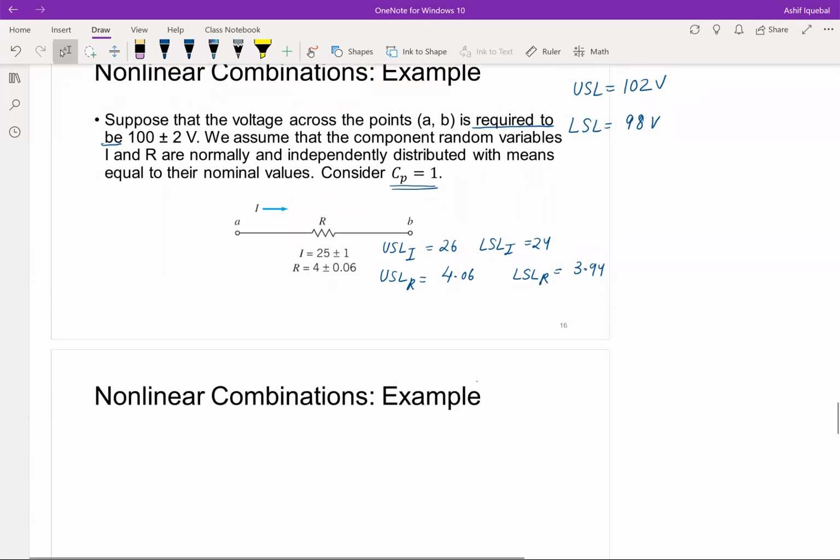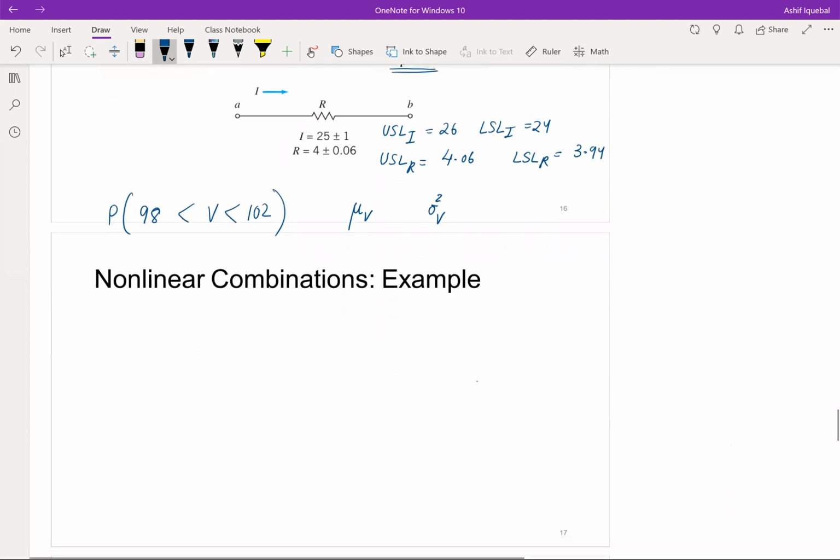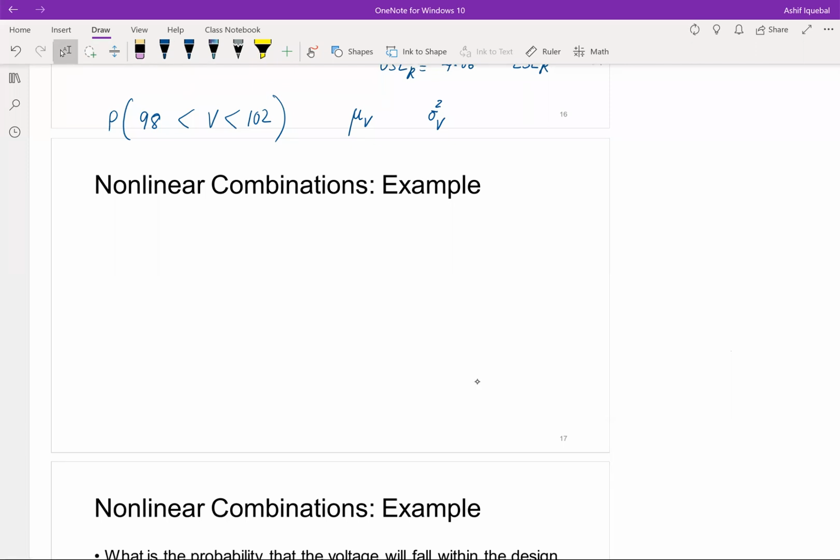So let's try to find out the voltage. We want to find out the voltage across points A and B, and we want to make sure that the voltage across points A and B is within the specification limits, right? So we will again try to find the probability that voltage is less than 102 and greater than 98. Now, in order to find this probability, again, we need to find mu of V and sigma square of V. So let's use the formula that we just wrote down and see if we can calculate these parameters. Let's start with mu of V.